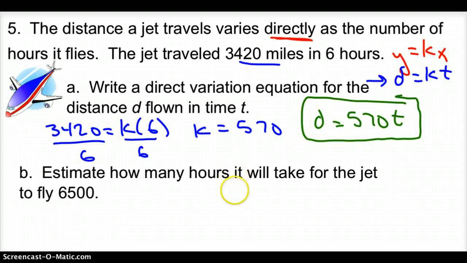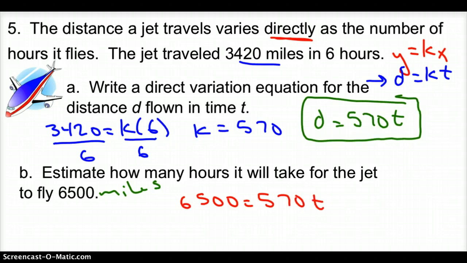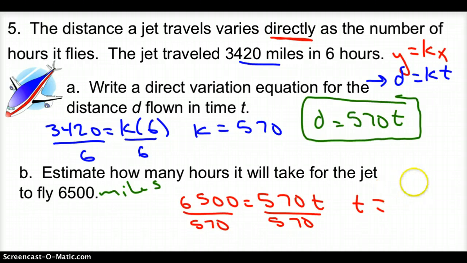Now it says, estimate how many hours it will take for the jet to fly 6,500, and I should have put miles here at the end, miles. Well, what is 6,500 miles? It is a distance, so I'm going to put 6,500 in for d in this equation. So it's 570 t. Solve for t. Divide by 570. Divide by 570. So now t equals 11.4. But 11.4 what? 11.4 hours because we're talking time.